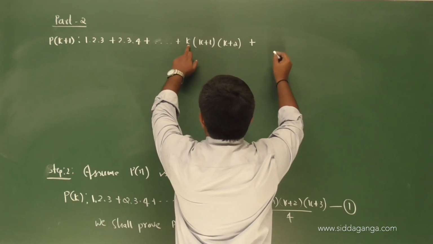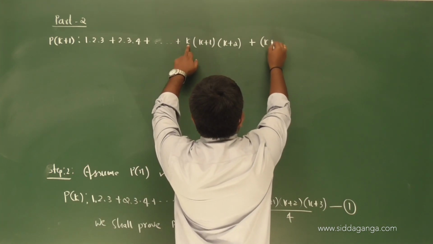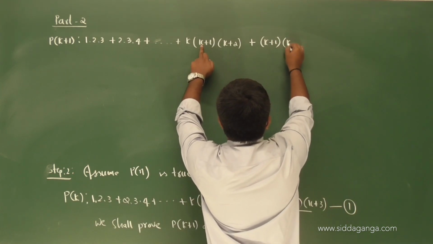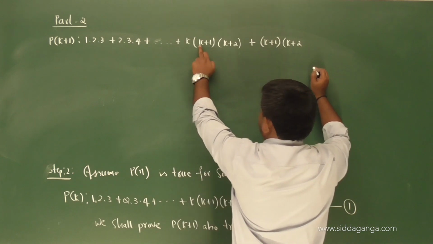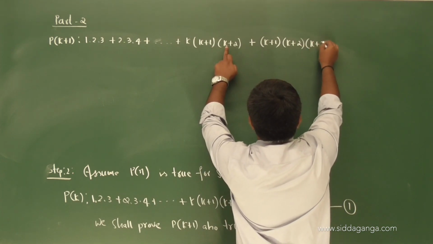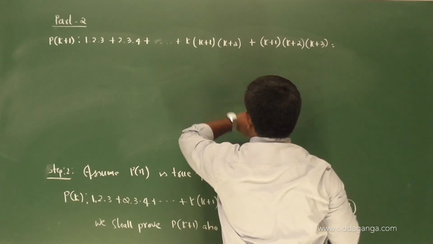That's it. So here we have k, no? So k plus 1. Here k plus 1 plus 1, you get k plus 2. In place of k plus 1 plus 1, k plus 1 plus 2, k plus 3. This is what our LHS.